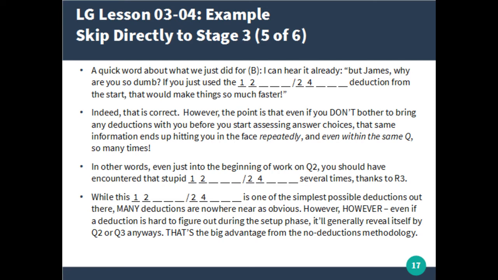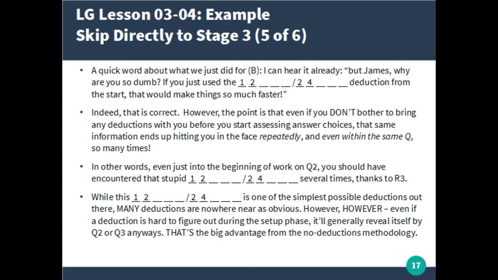I just do want to make another note. While this particular deduction, the 1, 2, 2, 4 breakdown, is admittedly one of the simplest possible deductions out there, many deductions are nowhere near as obvious. You've probably seen this, right? You do a game, you struggle heavily, and then you go check 7Sage or whatever other answer key explains things for you, and they're like, oh, this deduction, blah, blah, blah. And you think, man, I didn't see that. That happens all the time.